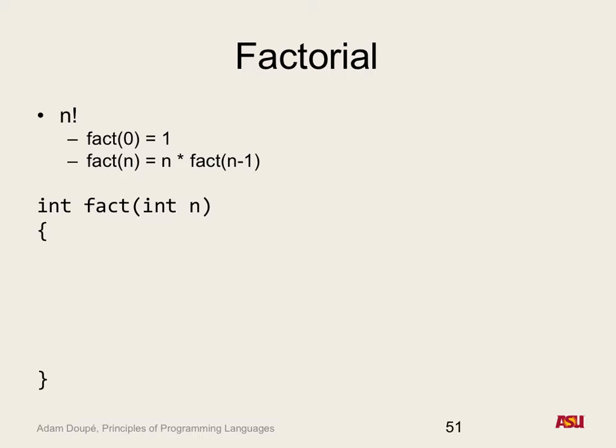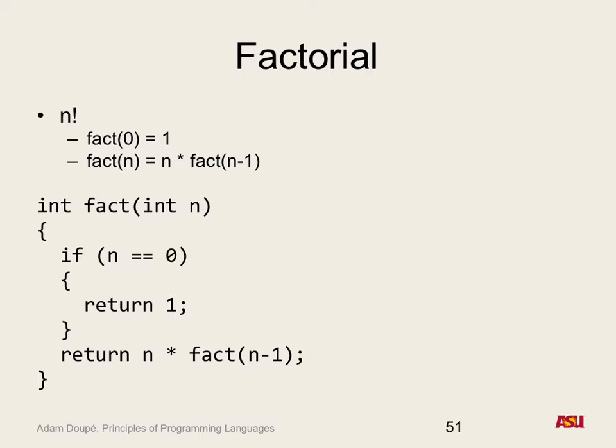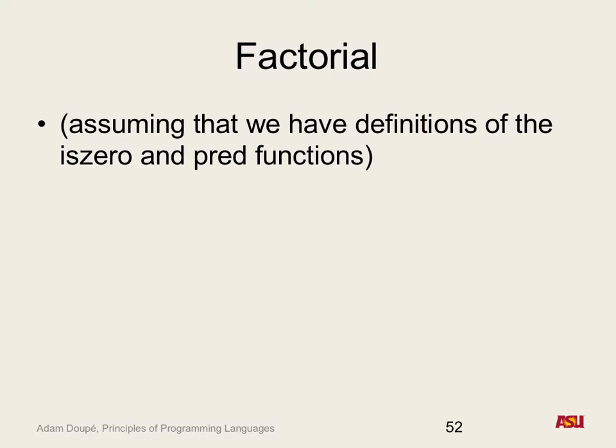Anyways. So we can code this up in C, and we can see that we have a factorial function that takes in an integer value n, checks if n is 0, return 1. This is the base case of our recursion. Otherwise, return n times the factorial of n minus 1. Standard factorial we all know and love.